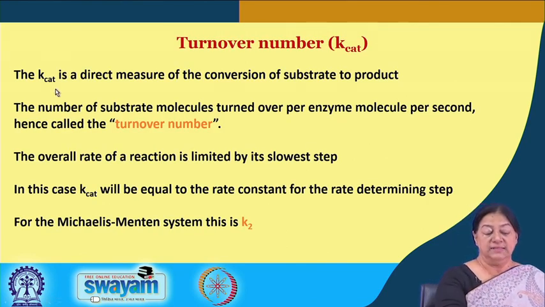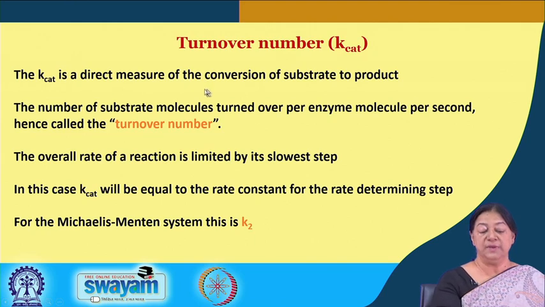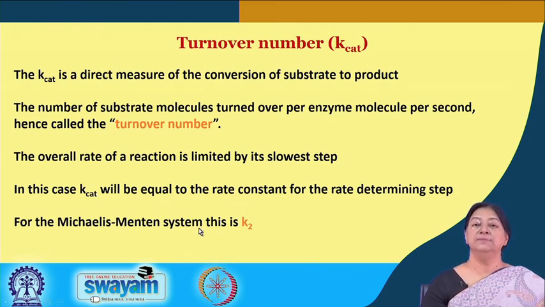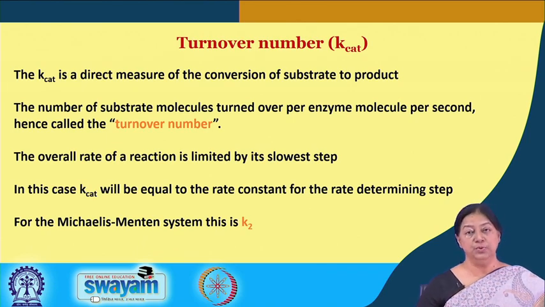Now, the Kcat is a value that gives us a direct measure of the conversion of the substrate to the product. It is the number of substrate molecules turned over per enzyme molecule per second, and the overall rate of a reaction, just like any kinetic reaction, is limited by its slowest step, the rate determining step. In this case, the Kcat will be equal to the rate constant, and for the Michaelis-Menten system, this is K2, where we have K2, ES going to E plus P.